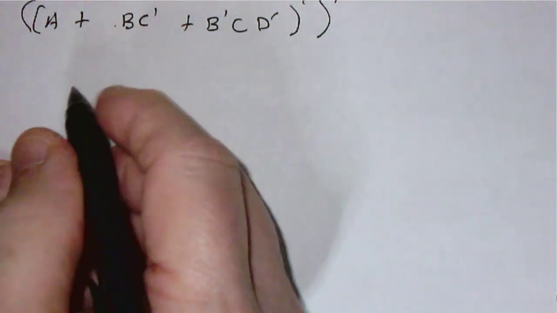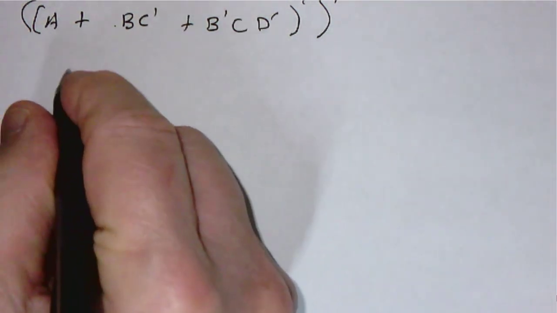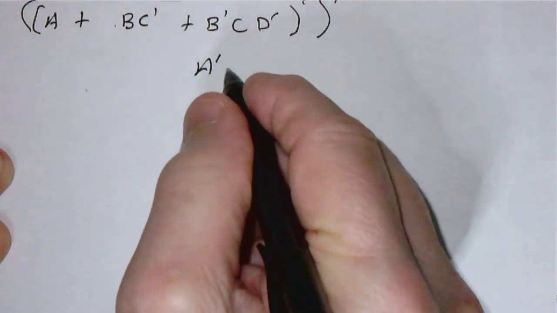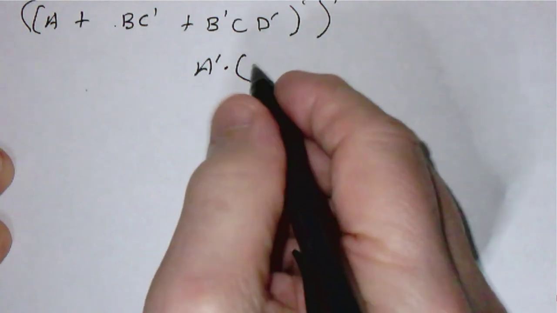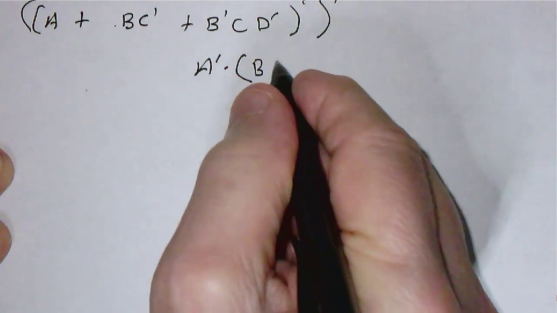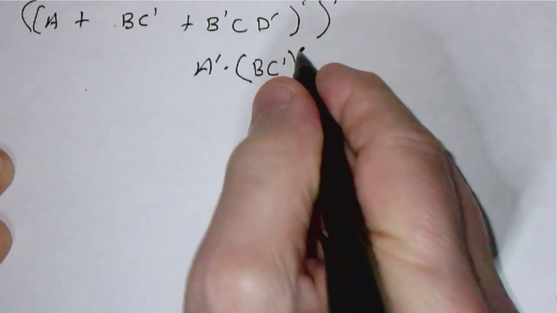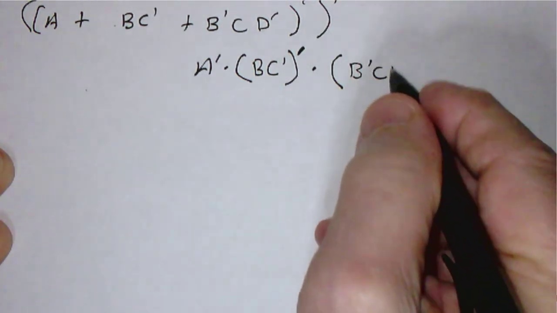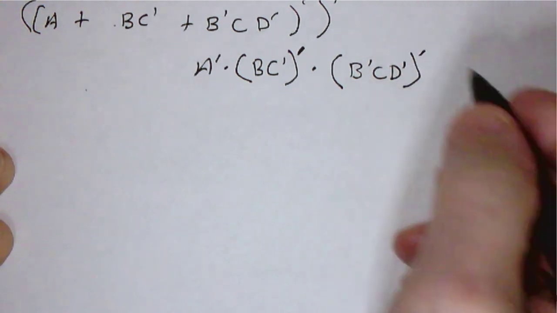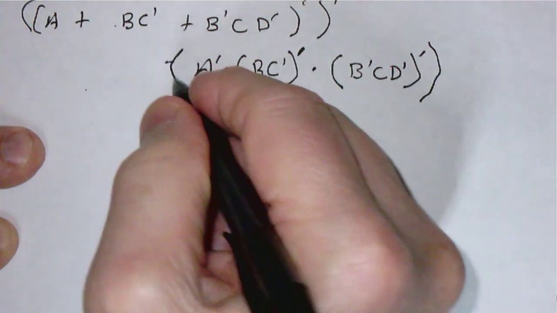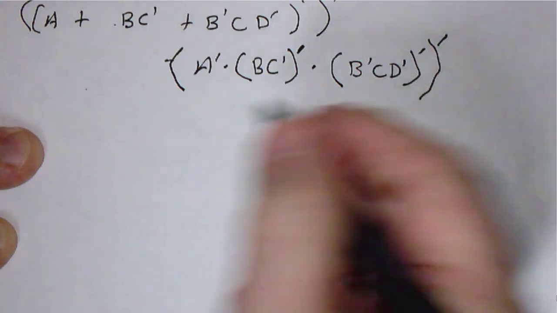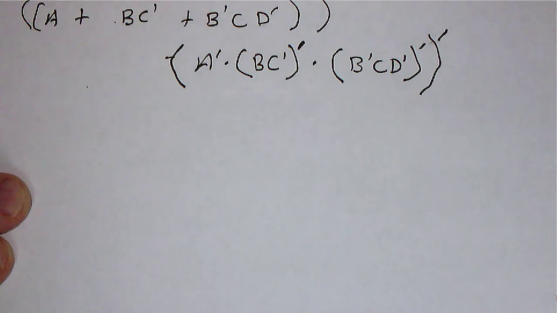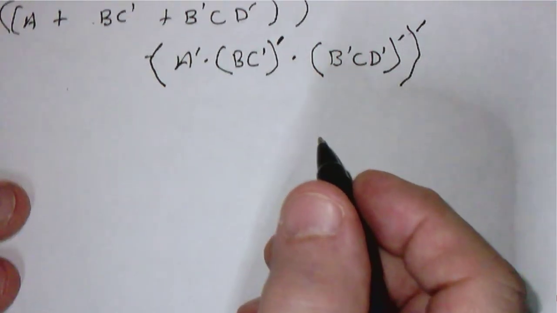Partially expand the inner one. And that's going to give us A prime anded with BC prime, but this is inverted, anded with the quantity B prime CD prime, but this is also inverted, and then the whole thing is one big NAND gate, a NAND gate with this inverted. Okay? So that's the second step.